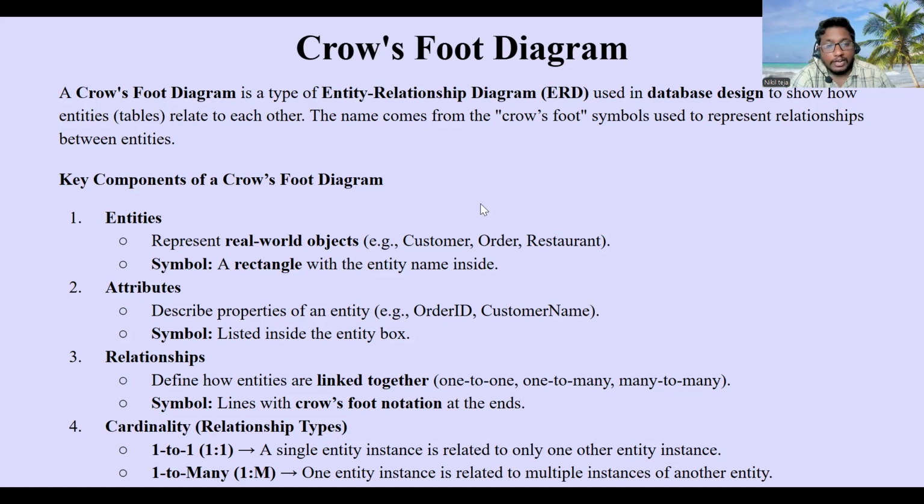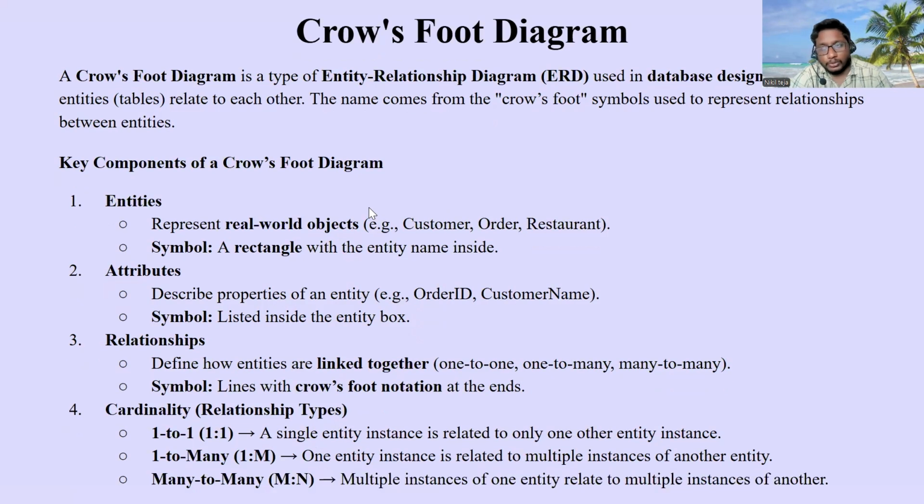Cardinality is nothing but how the relationship is linked between two entities. First one is one to one, where only one entity is related with another entity. For example, one customer can order only one type of dish. It's not a perfect example, but I'm explaining a one to one relationship. One customer can order only from one restaurant.